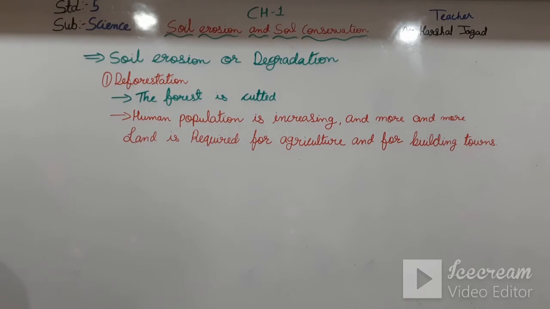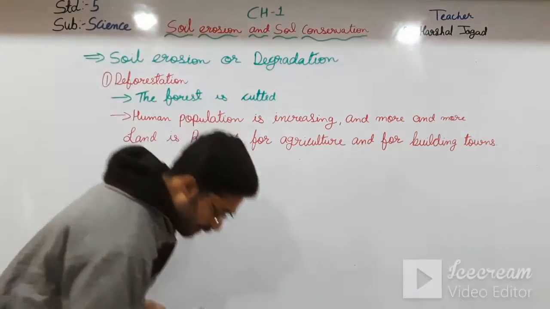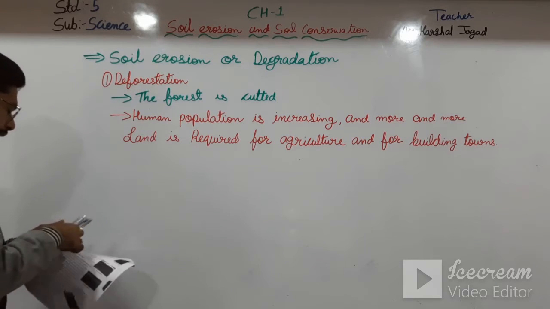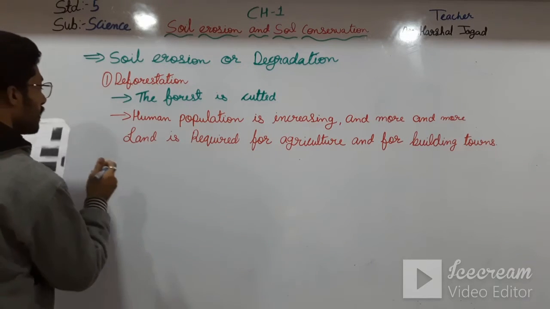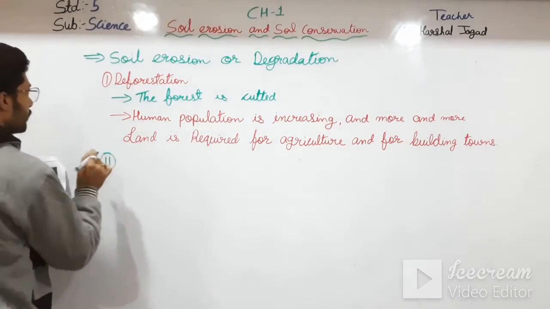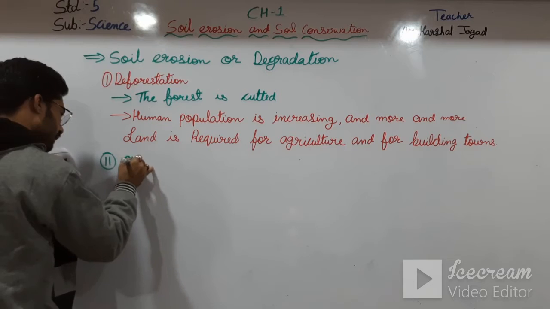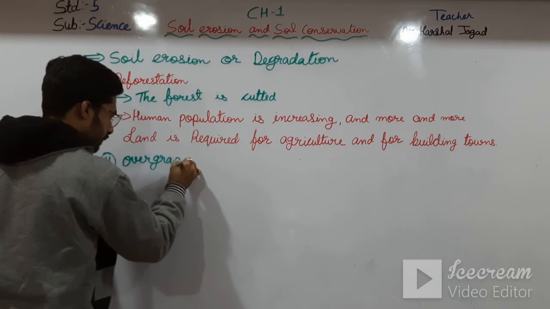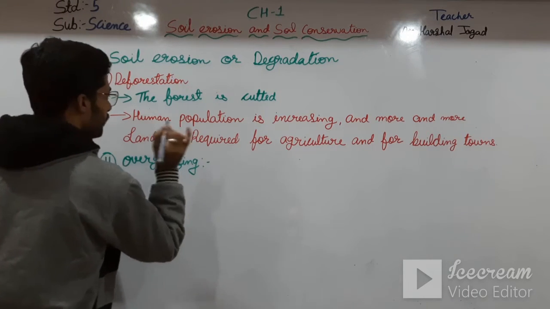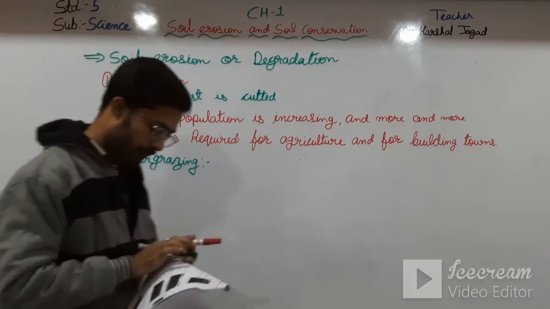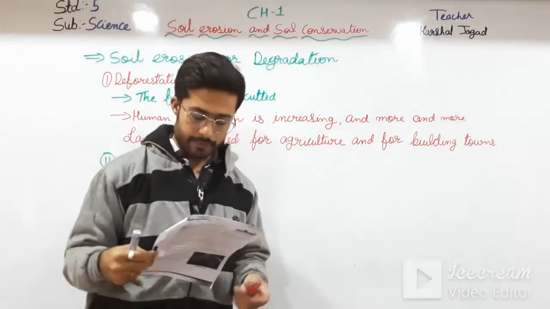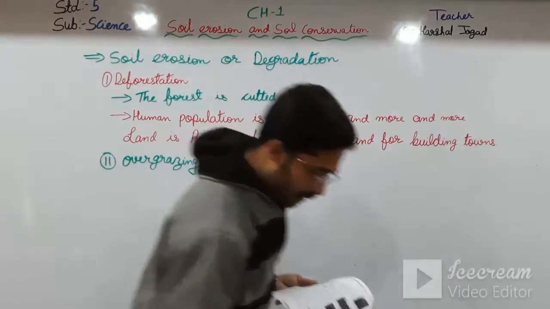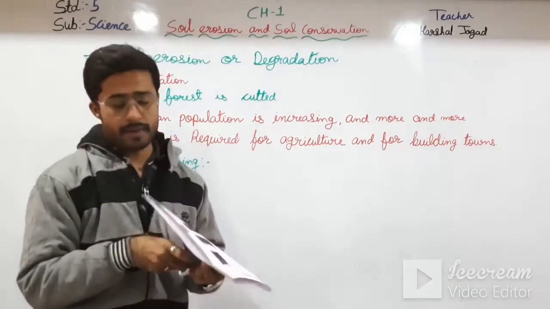And then coming to our second point, that is overgrazing. So first of all, what is overgrazing? Let us see that. Overgrazing by animals is another cause of soil erosion. Means, first of all, I will just explain it orally, what is overgrazing.